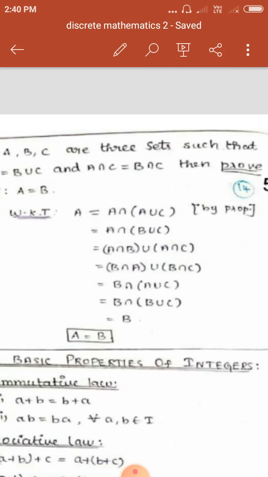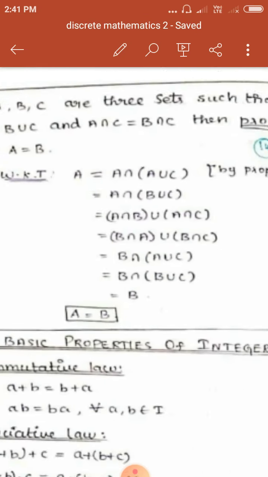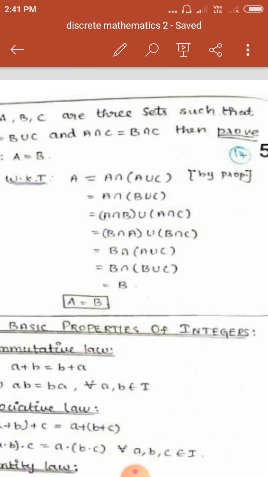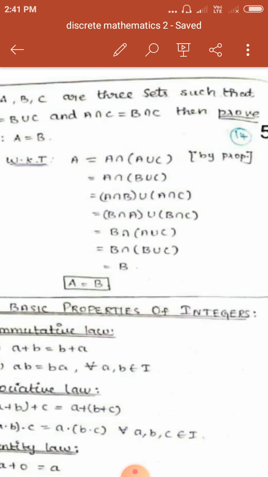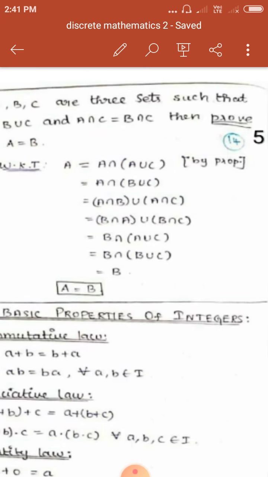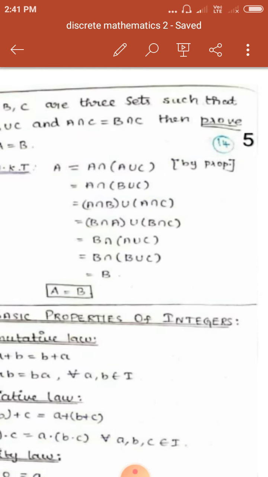Okay. See the solution. We know that A is equal to A intersection of A union C. This statement comes under the property A is equal to A intersection of A union C.